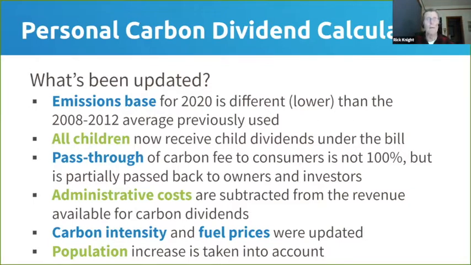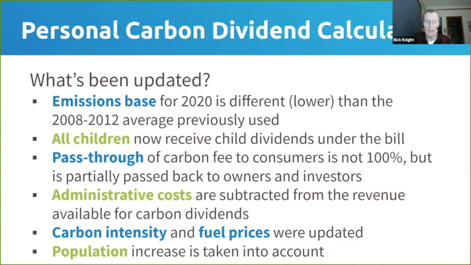Secondly, whereas the old version was based on only 2 children per household eligible for a dividend, now under the bill, all children will receive dividends. So the new calculator accounts for that.